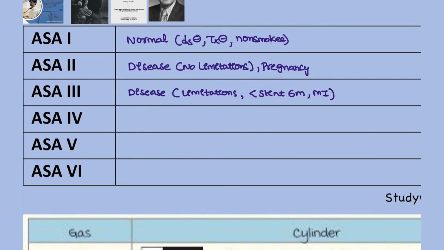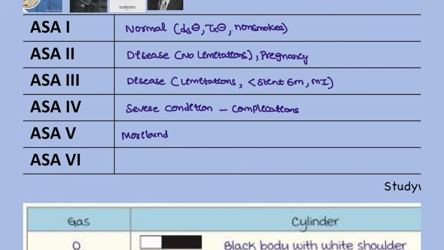Next, ASA 4 grading, this is severe. Okay, the patient is in a severe condition and significant, the patient has a threat to his life. Okay, so the complications are life threatening for the patient. Next, ASA 5 patient. ASA 5 patient is the moribund patient. Moribund patient means whether you do the surgery or you do not do the surgery, the patient will die. That is what a moribund patient is.